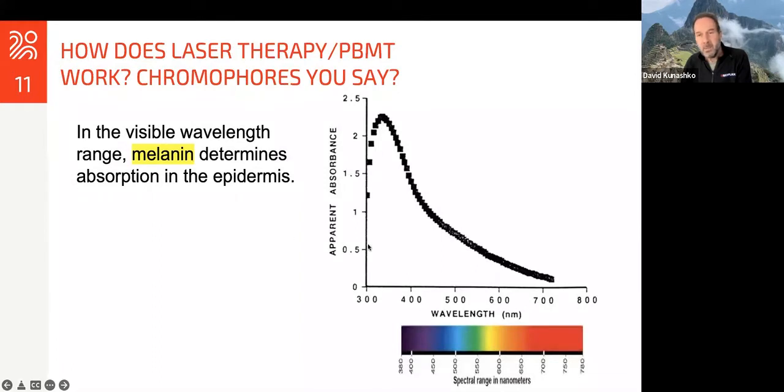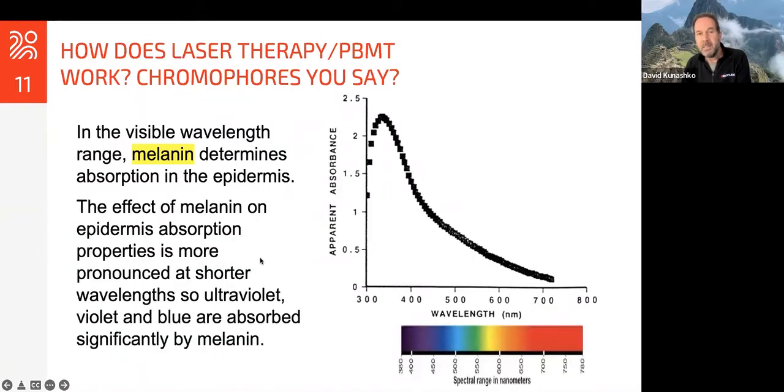What you're looking at here is a graph that shows absorption of melanin, and the bottom is the wavelength. I put in a visual there so you can see that melanin essentially absorbs a lot more in shorter wavelengths, especially around ultraviolet, obviously, and violet and blue. Then it absorbs less and less as you get towards red, although it still absorbs a little bit in the red zone.